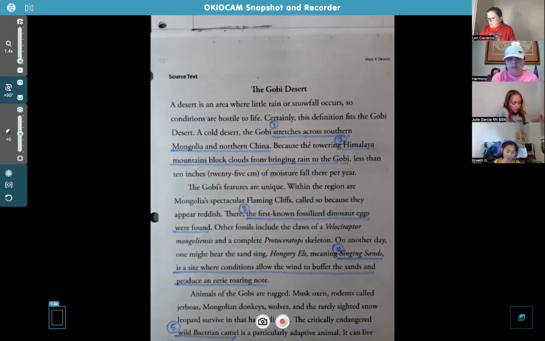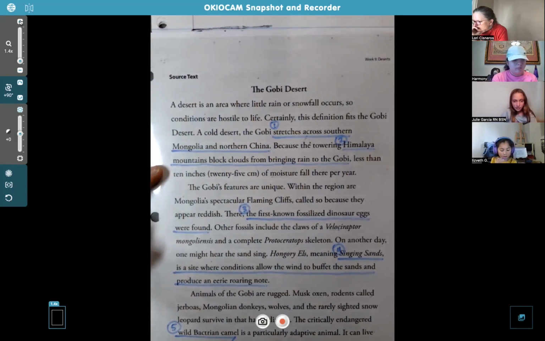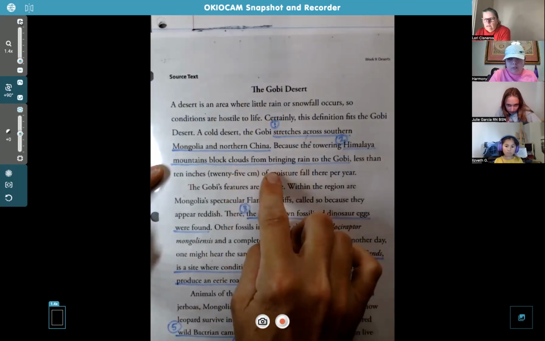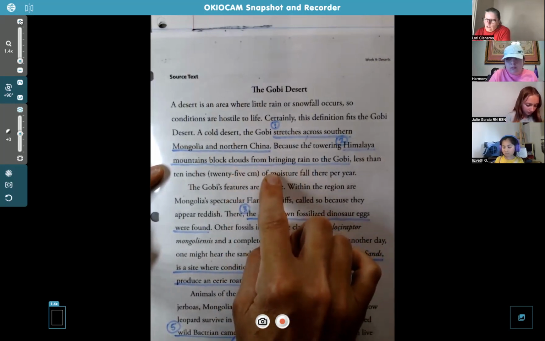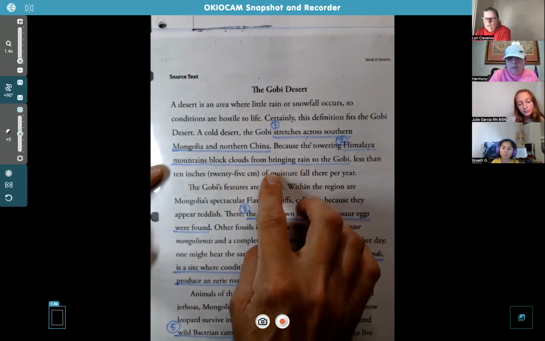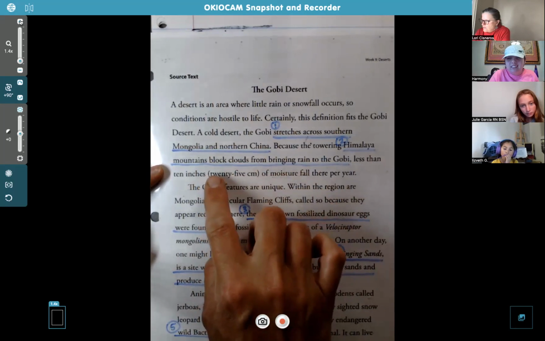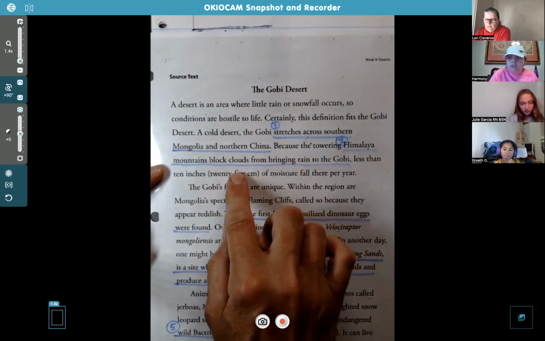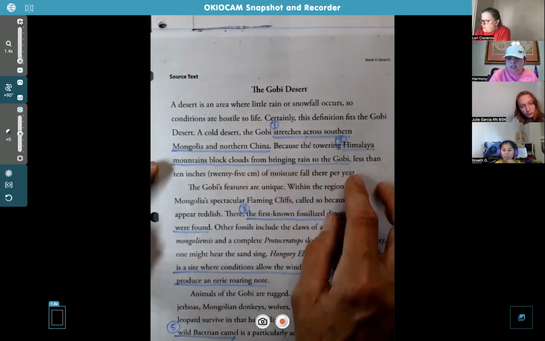I think clouds. Okay. Rain. Okay. And bringing. Listen to what they say. Bringing, is that what you said? Clouds, rain, bringing. That's a good thought, but it kind of makes it sound like the clouds do bring rain, though. But in here it says that the mountains block the clouds. So I think we probably need mountains.